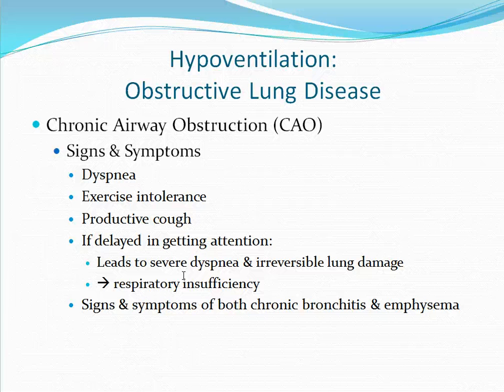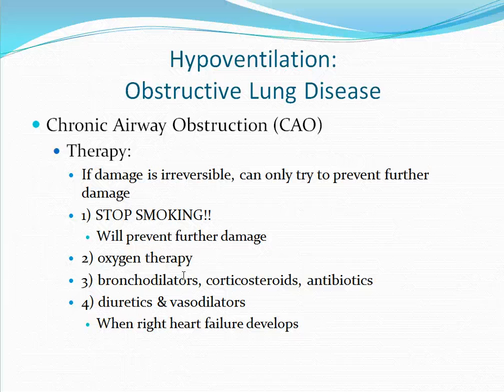Signs and symptoms include dyspnea, exercise intolerance, and a long-term productive cough. If one is delayed in getting medical attention, it can lead to severe dyspnea and irreversible lung damage that results in respiratory insufficiency. You will also see signs and symptoms of both chronic bronchitis and emphysema. Which one of these presents itself depends on the degree of involvement of either one. One of these may be dominant, or they may both show equally. Many times the patients are referred to as respiratory cripples due to their lack of tolerance for any exertion.